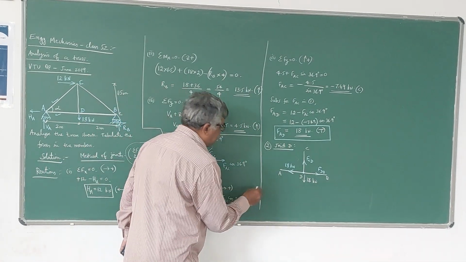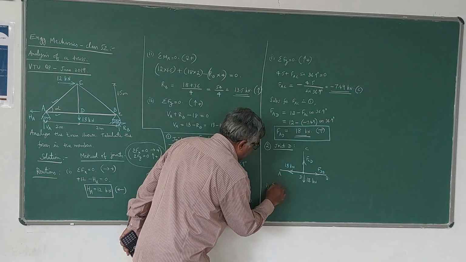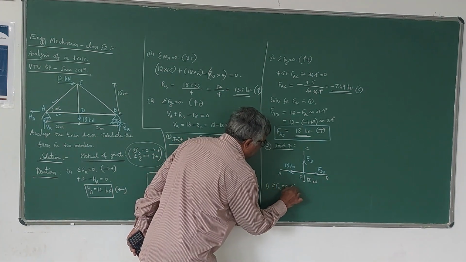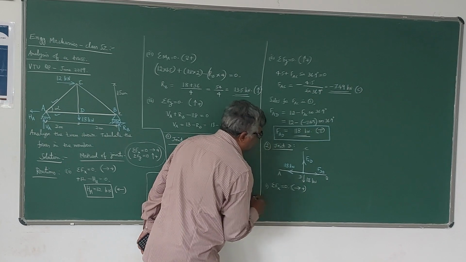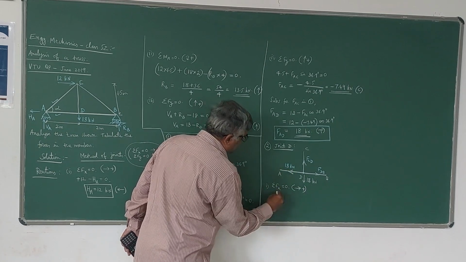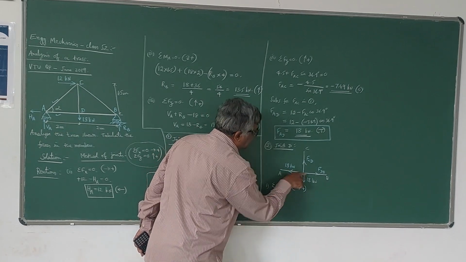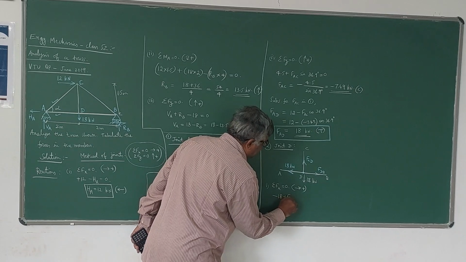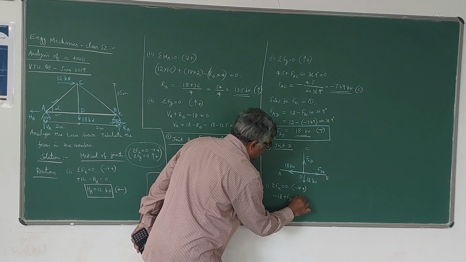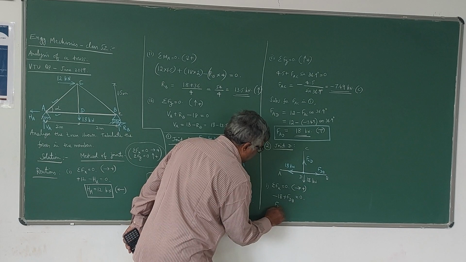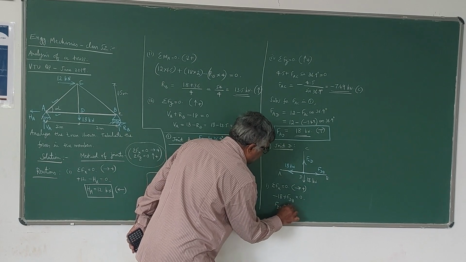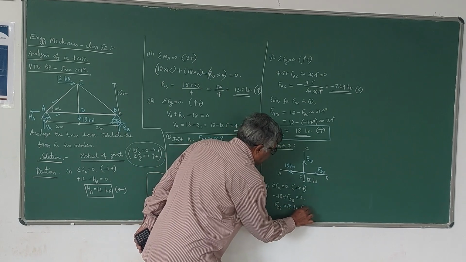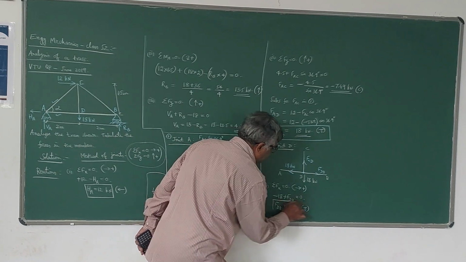Now apply equilibrium equations for this joint. Sigma Fx is equal to 0. Forces acting towards right positive. So 18 is acting towards left, therefore minus 18. This is acting towards right, plus FDB is equal to 0. Therefore FDB is equal to 18 plus 18. That means this is also tensile. Plus value you got, therefore it is tensile.